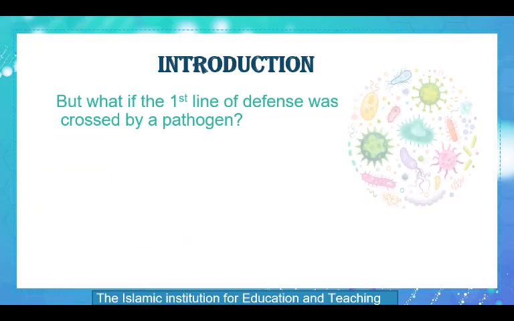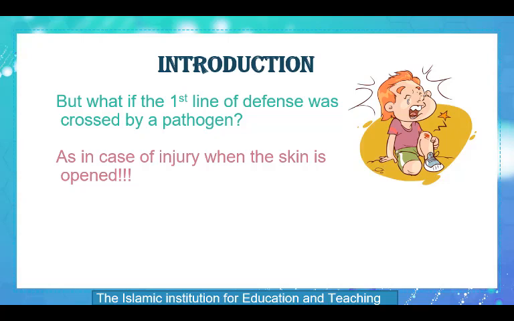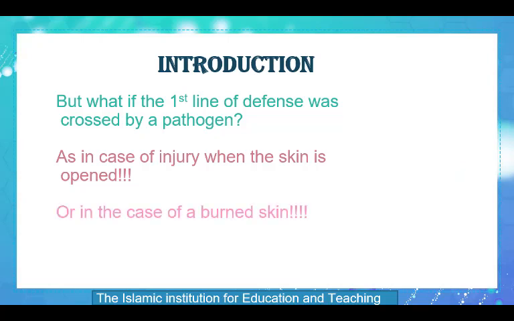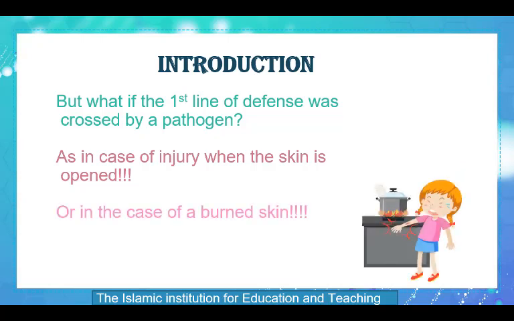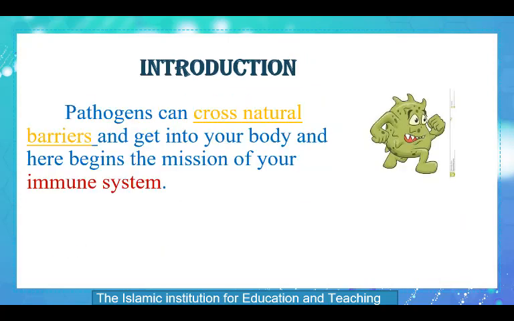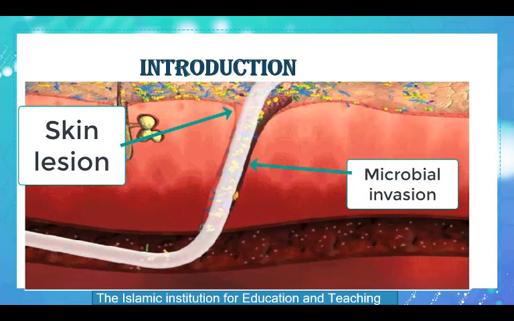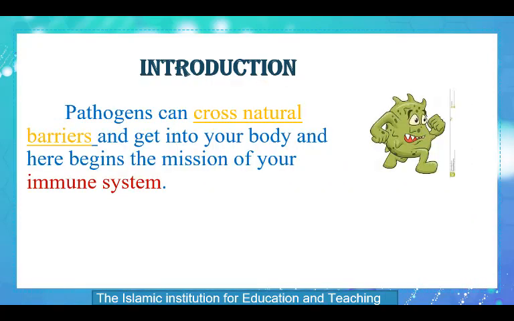But what if the first line of defense was crossed by a pathogen, as in case of injury when the skin is opened, or in the case of burned skin? How would the body defend itself? Pathogens can cross natural barriers and get into your body, and here begins the mission of your immune system.